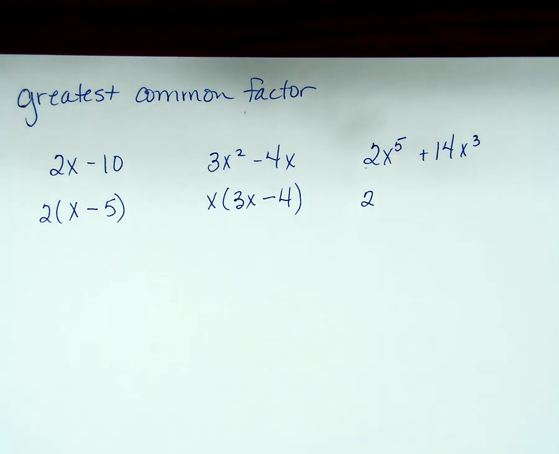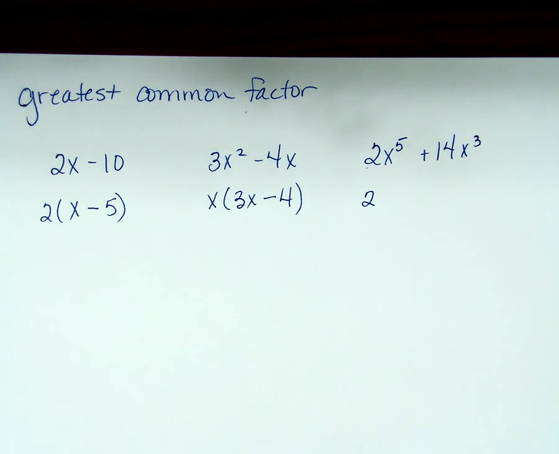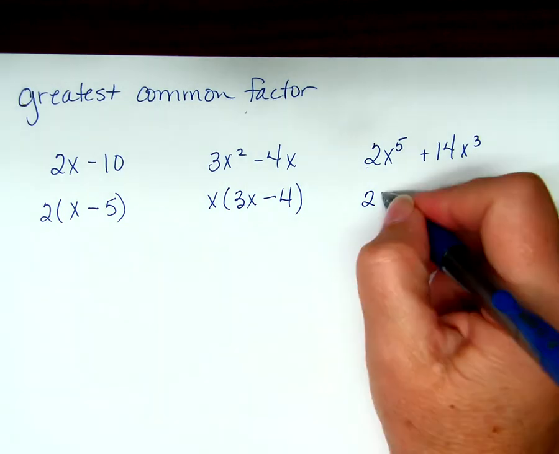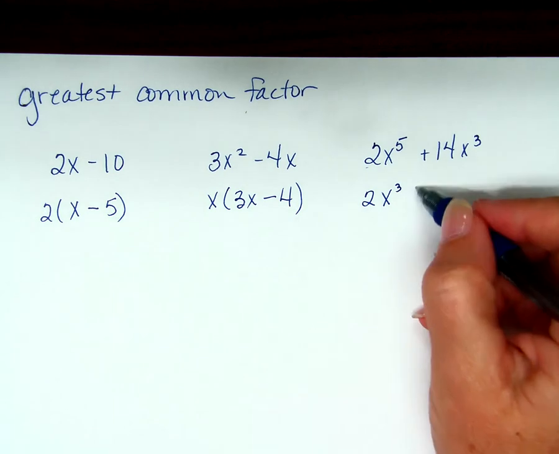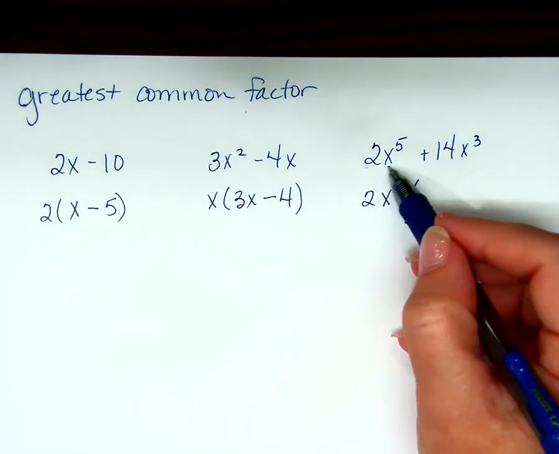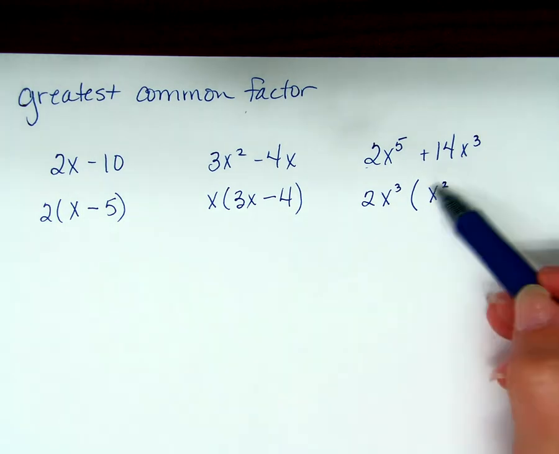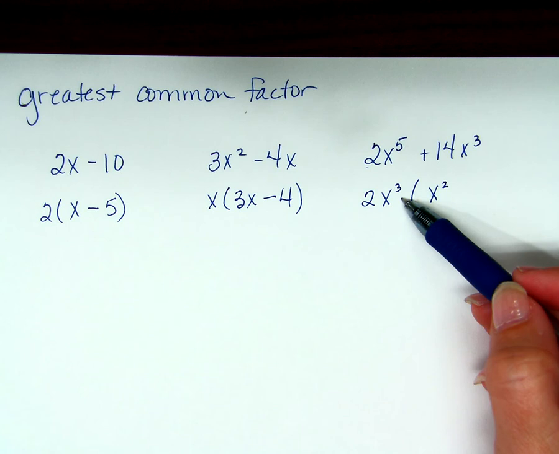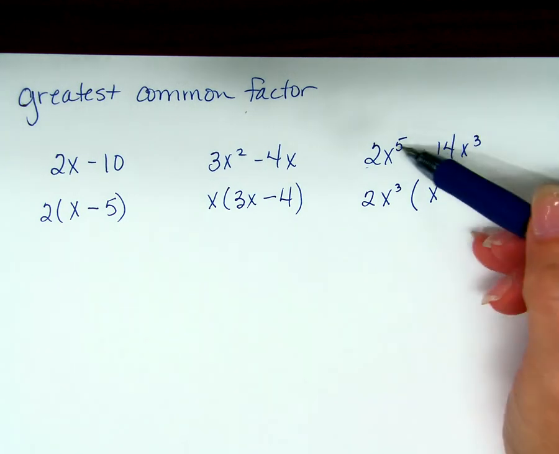So if I take out a 2 out of the constants, what about the x terms? What's the biggest x term that they're both divisible by? X to the 3rd. Very good. What's left if I divide the first term by 2x to the 3rd? X squared. Now, how did you do that? You have to subtract the exponents because you're dividing. We're dividing bases, so we subtract the exponent. 5 minus 3 is 2.